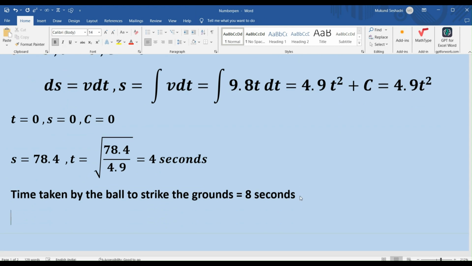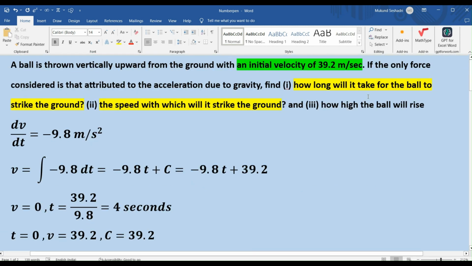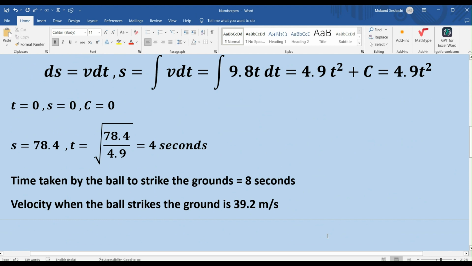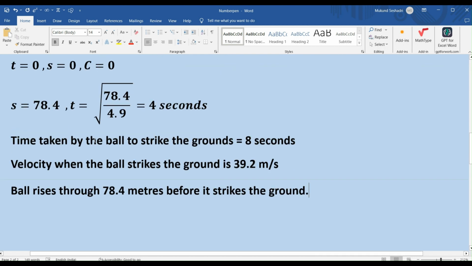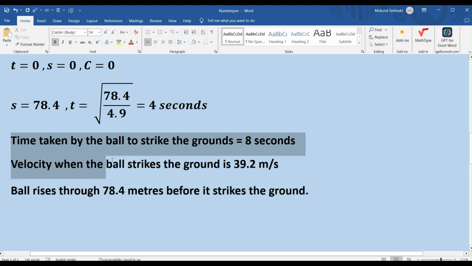Let's write it down. Velocity when the ball strikes the ground is 39.2 meters per second. I have the answer for the second question as well. Now let's go to the final part of the problem, and this is something which we solved earlier. How high will the ball rise? I know that the ball rises through 78.4 meters before it takes a journey back to the ground, right? There we are. And the final answer to this particular problem is what I have written down. So let me highlight it in pink.